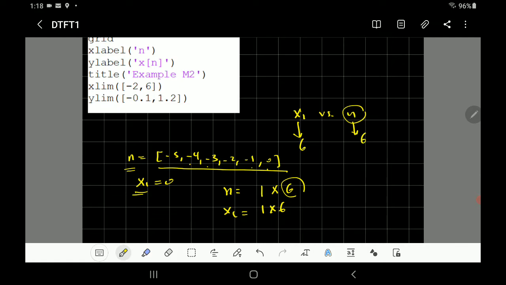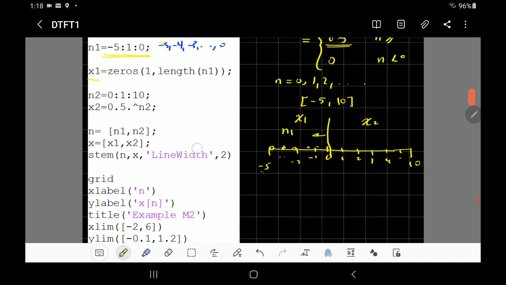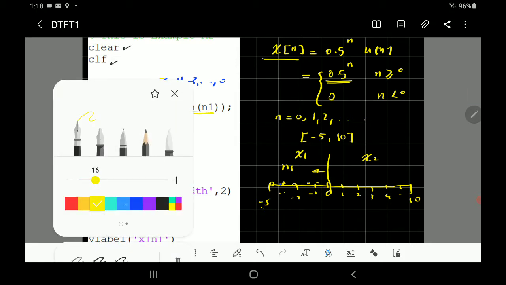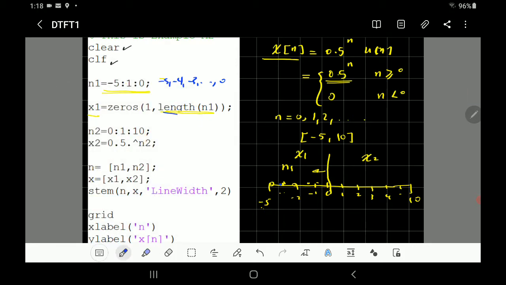How do you get it? Well, use the command length of n1. So when you use length of n1, Matlab will calculate the length of vector n1, and it will put 6 here. So when you write x1 is equal zeros(1, 6), it's the same length as n1, because n1 is 1 row, 6 columns. That's why I write it this way. So that's a very important point. Keep it in mind.